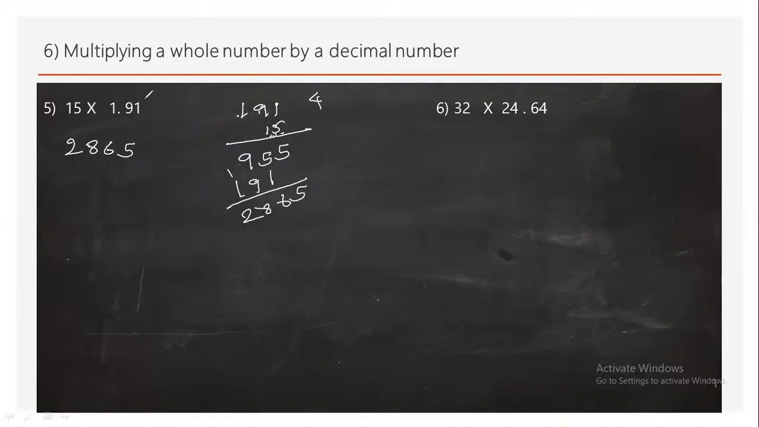How many decimal places are here? 1, 2 decimal places. So separate 2 decimal places here. 1, 2, so the decimal place is here. You can write the answer as 28.65. It is better when you are writing the answer on paper. Don't keep it like this; keep the answer clear, like 28.65. Right. Next question.